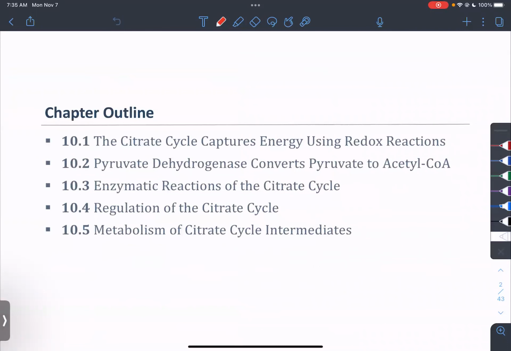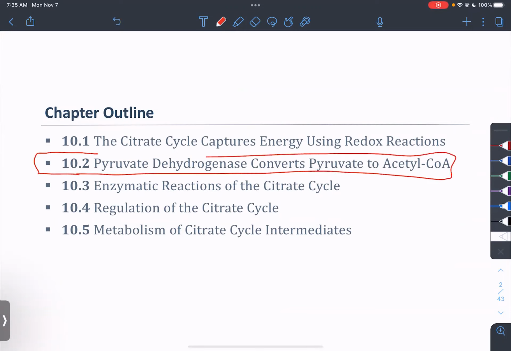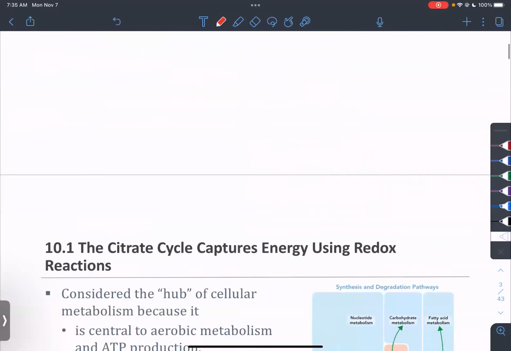So we're going to talk in general about how we're going to capture that energy, and then we're going to get into how we go from pyruvate to acetyl-CoA, because remember, that is not in the citrate cycle. This step right here is technically not in the citrate cycle. It is required to run the citrate cycle, but it is not a part of the citrate cycle. Then we'll talk in detail about the citrate cycle.